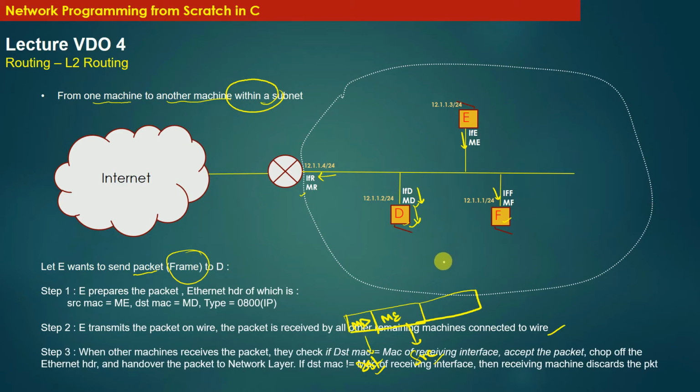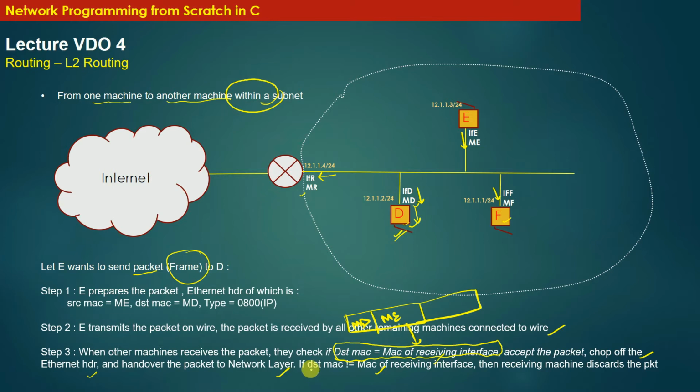When the other machines receive the packet, they check. So what is the condition? They check if the destination MAC is equal to the MAC of the receiving interface. Now this condition is true only in the case of machine D in our example. So that is why only machine D will accept the packet and promote it to the L3 layer of the TCP/IP stack, that is the network layer. So what does machine D do? It chops off the Ethernet header, that is, it removes the Ethernet header and hands over the rest of the packet to the network layer.